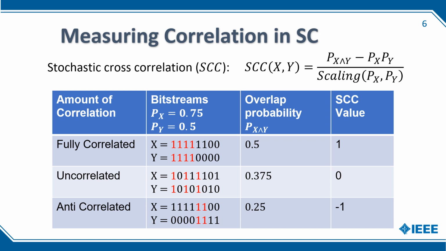For example, here we see 3 cases in which a pair of bit streams x and y with probability values 0.75 and 0.5 are either fully correlated, uncorrelated, or anti-correlated. The overlapping ones are highlighted, and the corresponding overlap probability is shown. Generally, the higher the overlap probability, the higher the SCC.